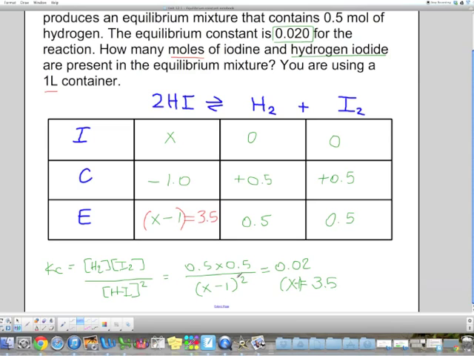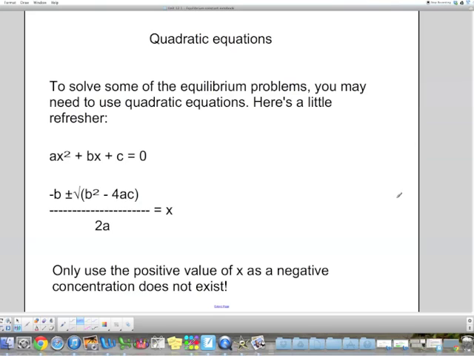Now it could be that you have something more complicated to solve, and here's a little reminder of how quadratic equations work. I'm not going to go over it, you've done that before, but it'll be in the notes, so if you forget, take a look at it again. Now do not forget, you get two values of x. Since you're looking at concentrations or number of moles or quantity of matter anyways, this cannot be negative, so you always drop the negative value and only stick to the positive one.